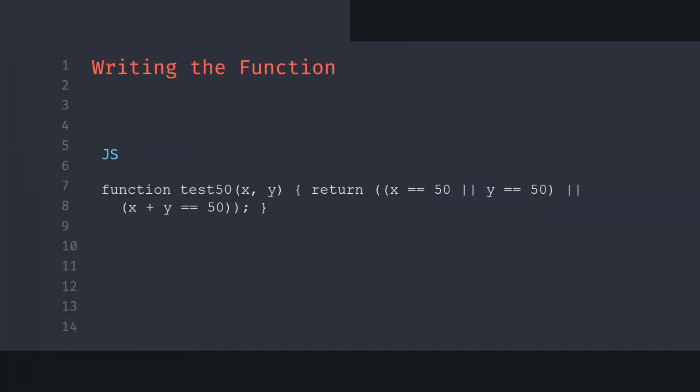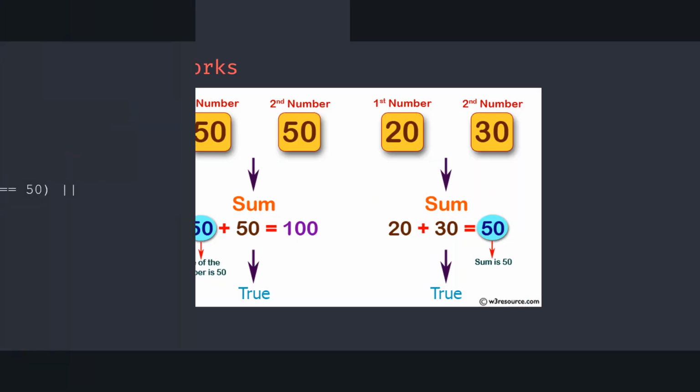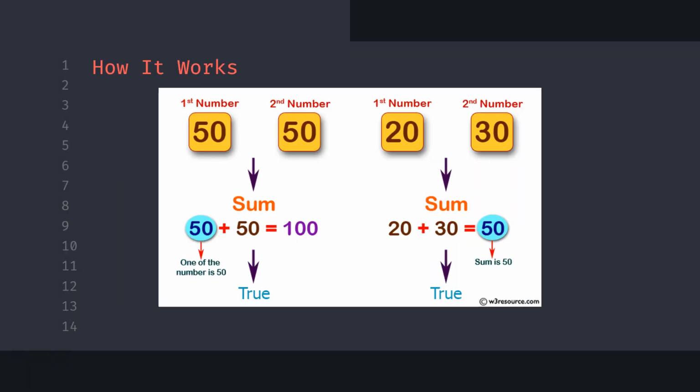Let's start by defining a function named test50. This function will take two numbers as input and return true if either number is 50 or if the sum equals 50. Inside the function, we use logical operators to check three conditions: if x is 50, if y is 50, or if the sum equals 50. If any of these conditions are true, the function returns true.